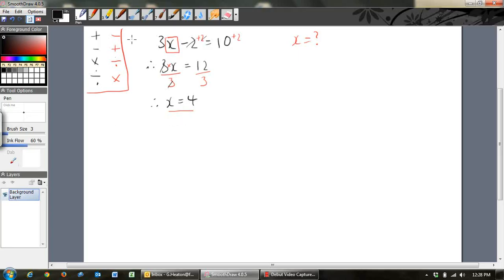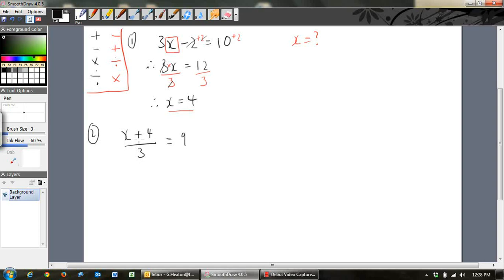Beauty. Let's have a look at another example. So that's example number 1. Let's have a look at example number 2. Let's have x plus 4, all over 3, equals 9. Okay, so let's do this. Firstly, the first thing to get rid of here is this 3.